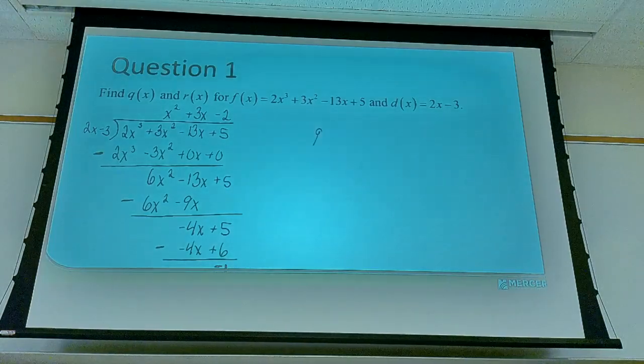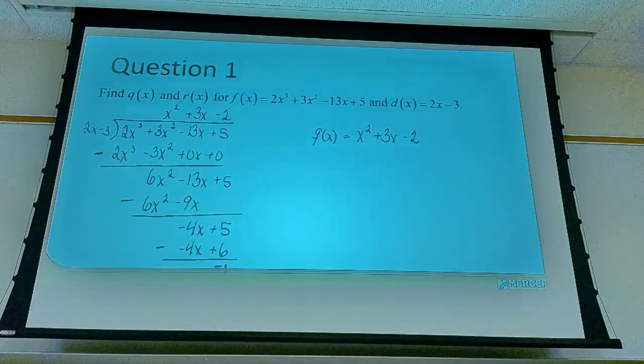It's 5 minus 6. Remember, you subtract the terms. Oh. The quotient, x squared plus 3x minus 2. And the remainder is negative 1.